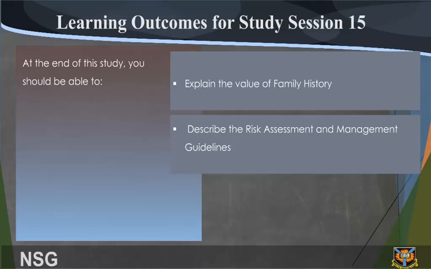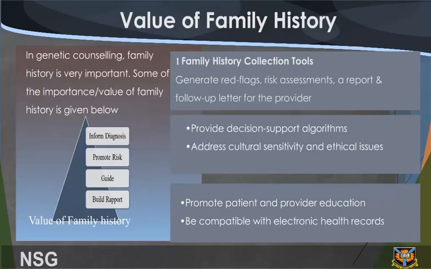Learning outcomes. At the end of the study, you should be able to explain the value of family history, and describe the risk assessment and management guidelines. Value of family history. In genetic counseling, family history is very important. Some of the values of family history are given below.